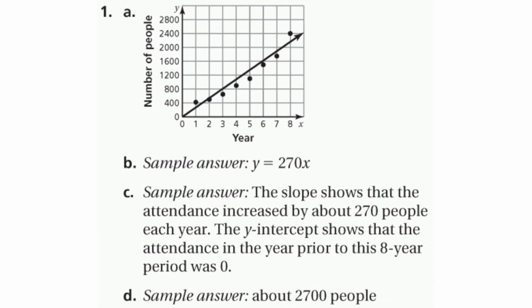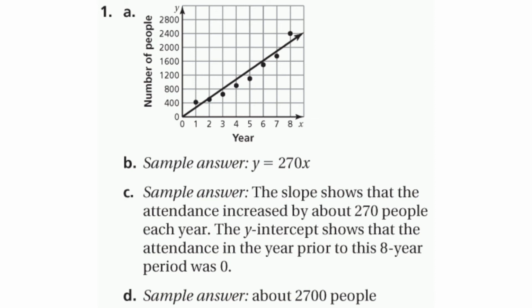So the slope shows that the attendance increased by about 270 people each year. The y-intercept shows that the attendance in the year prior to this 8-year period was 0. And at year 10, we should expect there to be 2,700 people in attendance. Now, if your answer is close to this, but not exact, that's fine.